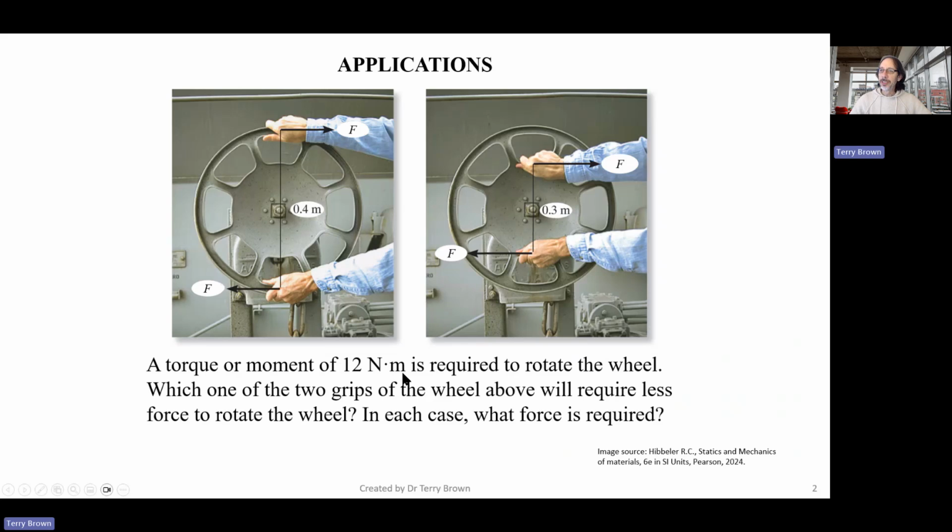If we need 12 Newton meters of torque or moment to turn the wheel, then you may or may not know, and this is what we'll look at in this lecture, that force times the distance between will give us the torque. So if we do that, we see that we have 30 newtons for the first one required to be exerted, and for the second way of applying the forces or the moment, we need 40 newtons in each hand. All right.